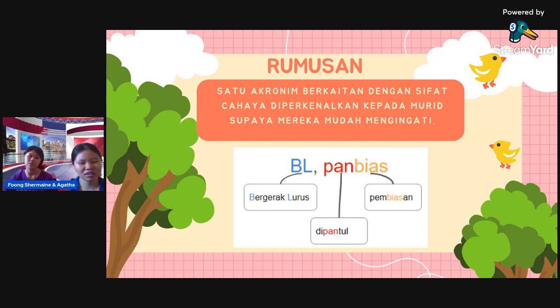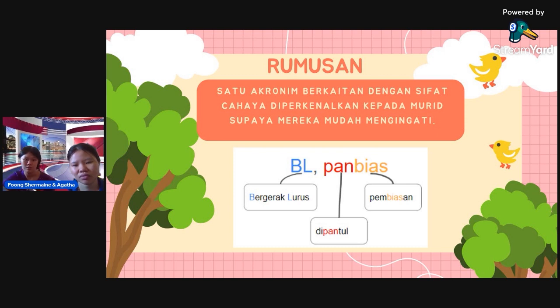Okay, so in conclusion, through this activity, students can understand the topic more in depth, that light really does have 3 basic properties. The first one, light moves in a straight line. The second, light can be reflected. The third one, light can be refracted. So in conclusion, students can use an acronym to remember these three properties, but the acronym is in Bahasa Melayu. So it is BL Pambias.